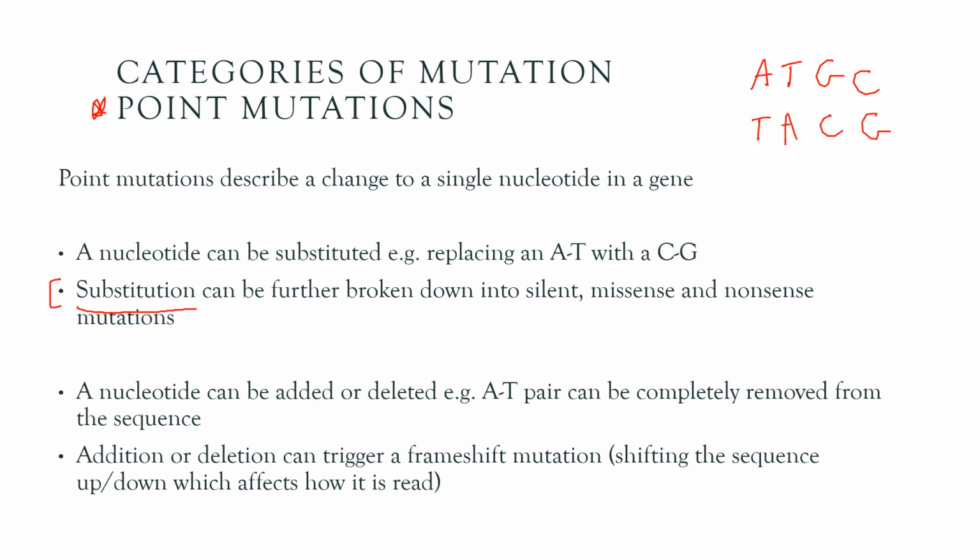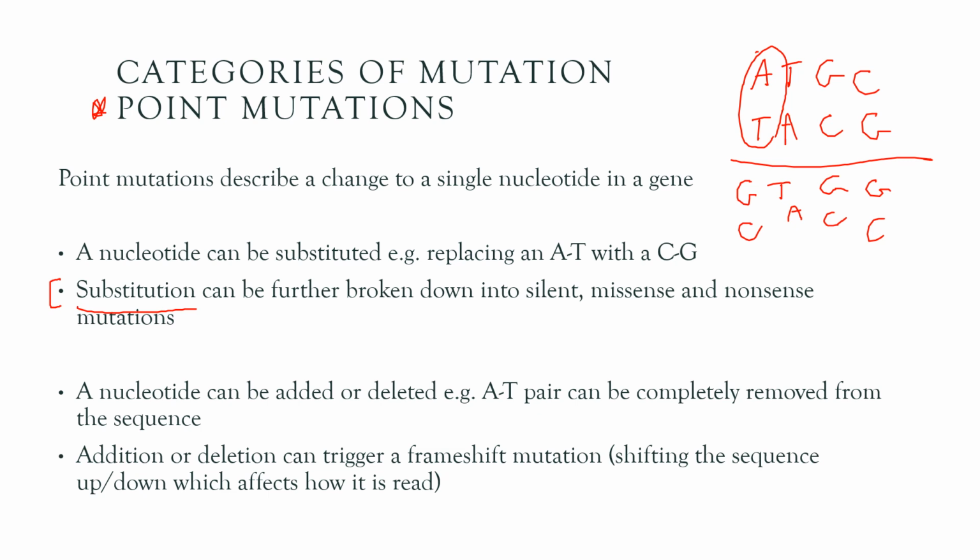And a substitution mutation is going to mean that a nucleotide pair is going to be substituted for something different. So let's say that this A accidentally gets turned into a G. So that is completely changed this piece of DNA. So that's what a substitution mutation is. So it's substituting one nucleotide pair for another nucleotide pair.